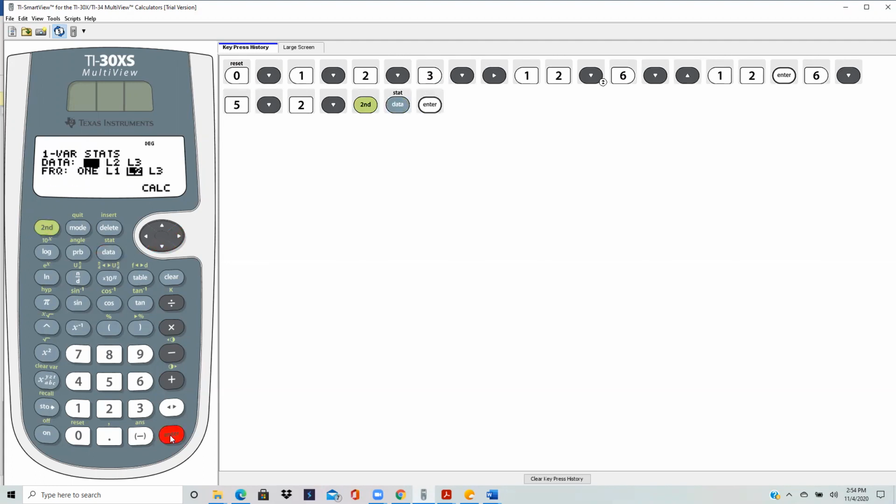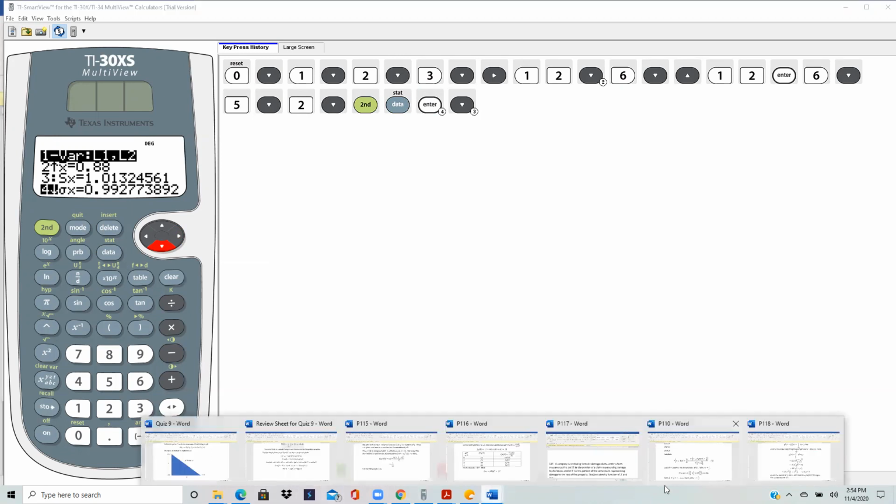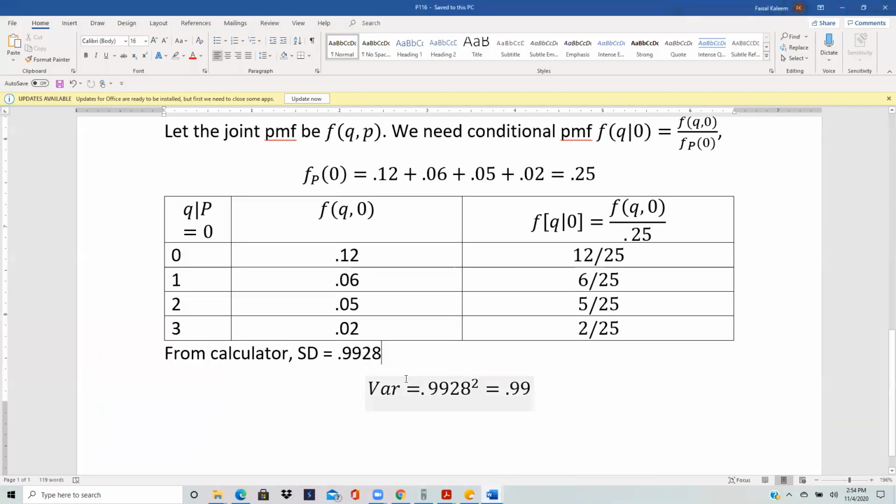One variable, data is in L1, frequency is in L2, and enter. You need the sigma x, so the standard deviation is 0.9928. And you need the variance, so you square it and you get 0.99.